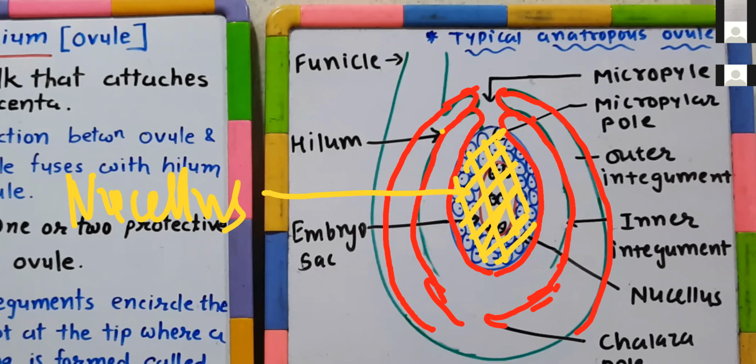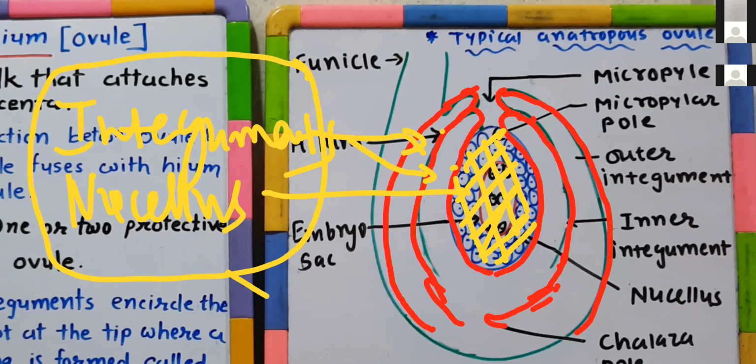These two are integuments. They envelop the nucellus and together they make what is called an ovule. This much is an ovule. A nucellus tissue encircled by the two integuments makes it an ovule. The two integuments encircle the nucellus entirely, as you can see, except one small aperture.